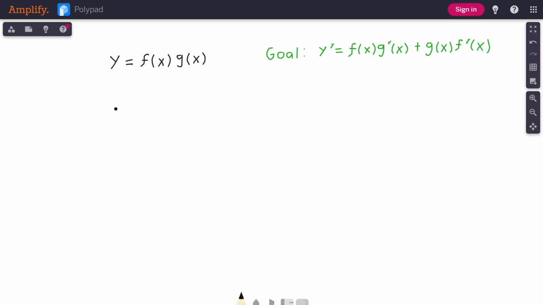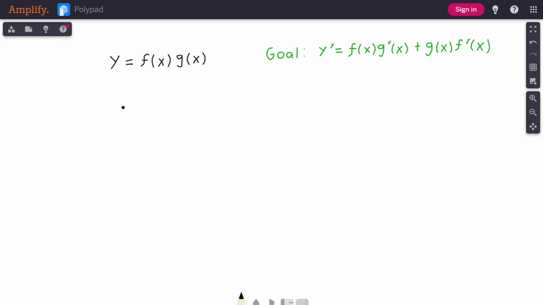The product rule using implicit differentiation in logarithms. So what I've gone ahead and done is write y as f of x times g of x. And our goal is to show that y prime, the derivative of y, is the first times the derivative of the second plus the second times the derivative of the first.